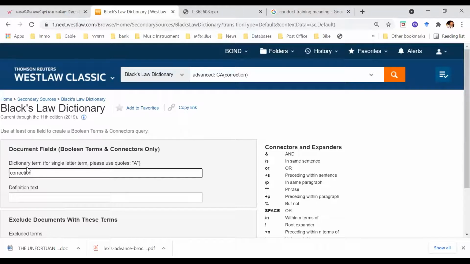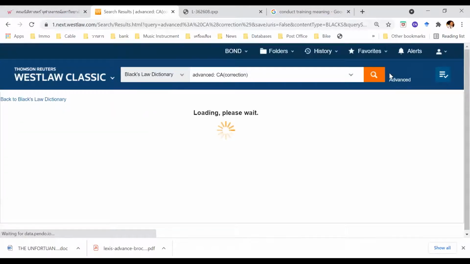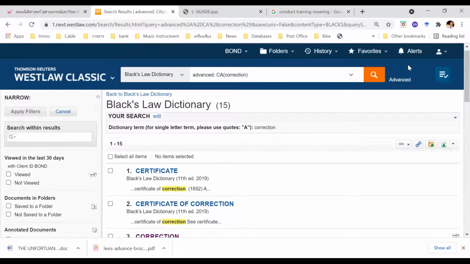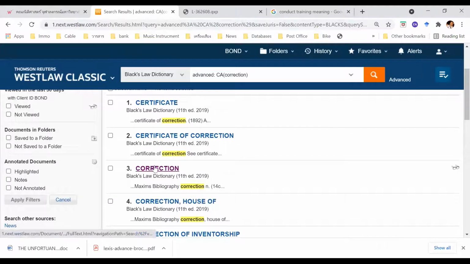I started by putting the legal term in here and searching. They show me the list of terms that contain the word collection. You can look at that. You have to see collection alone, not collection combined with another word, like collection of prisoners. So I go to the third one and click on this.